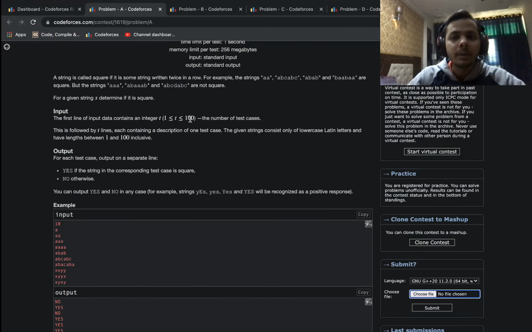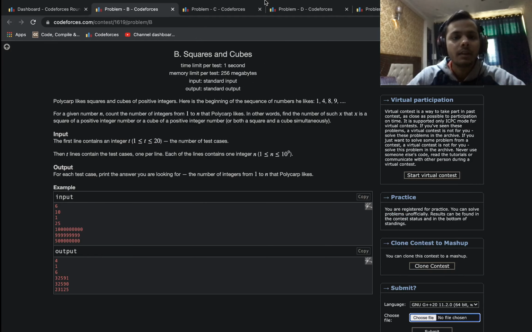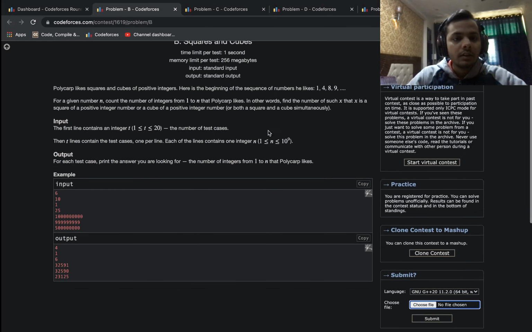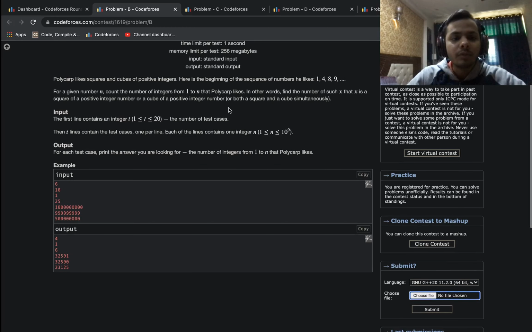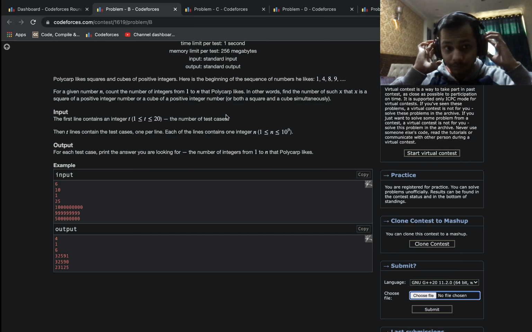Let's move on to problem B now. So, in this problem, Polycarp likes squares and cubes of positive integers, and he has made a sequence, and the beginning of the sequence looks like this: 1, 4, 8, 9. So, for a given number n, we need to count the number of integers from 1 to n that Polycarp likes. Basically, what we have to do is, we have to find the number of such numbers x such that x is either a perfect square or a perfect cube, and x is less than or equal to n, right?